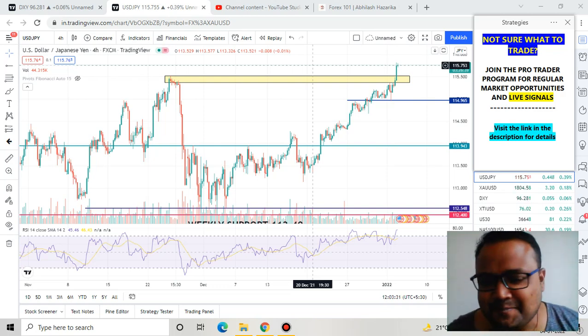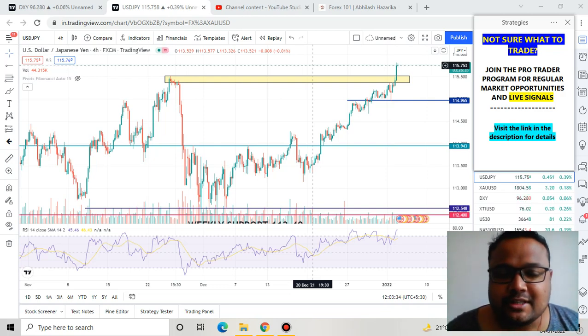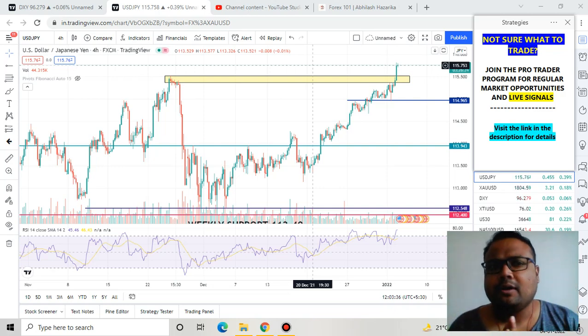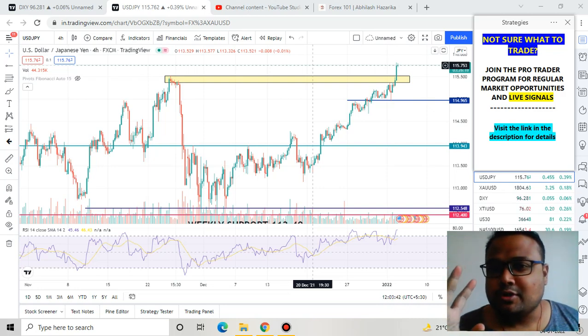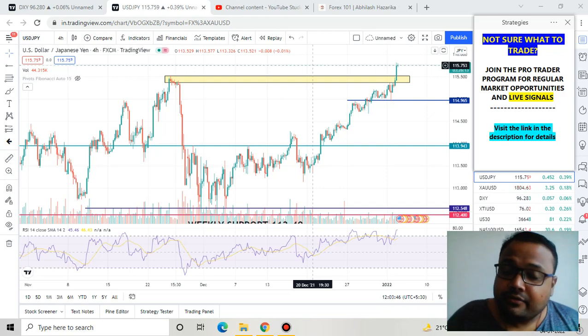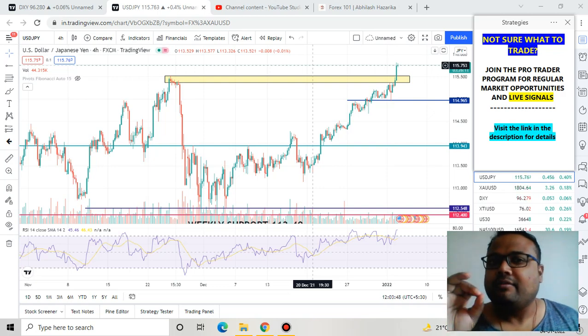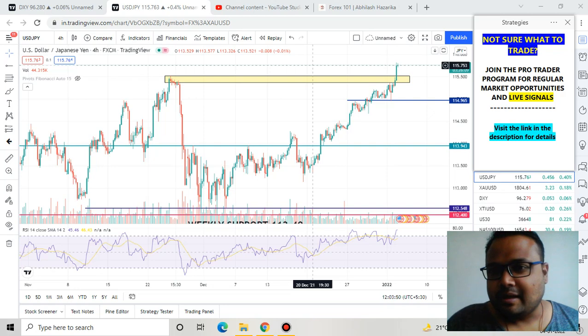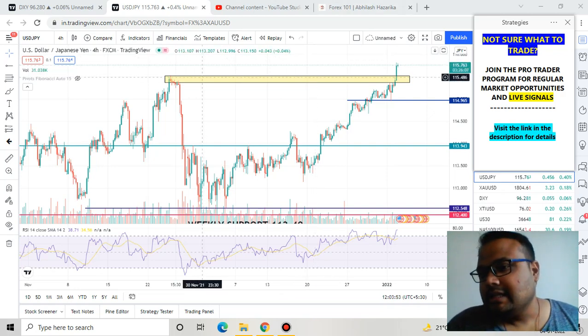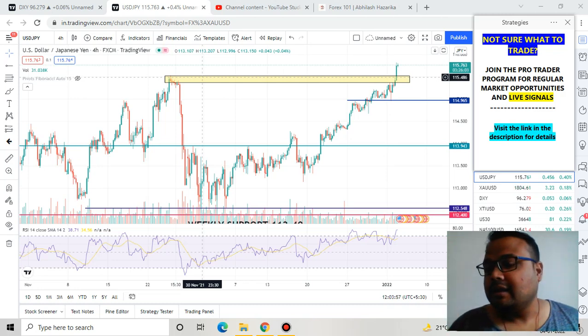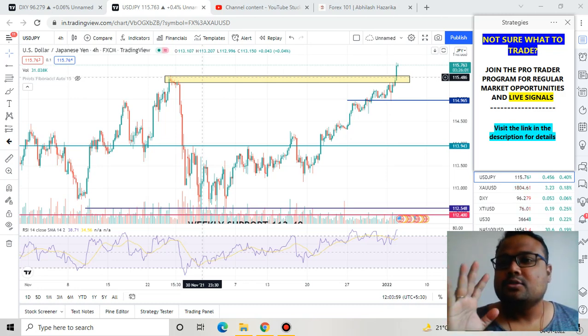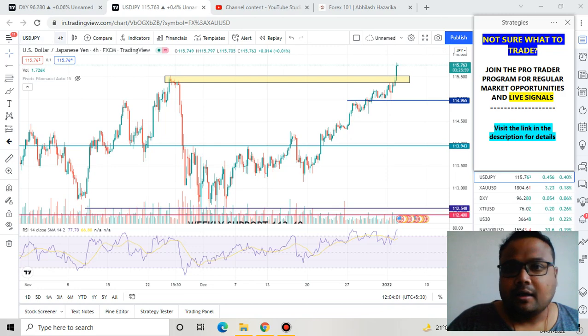So let's get started. This is the Forex chart of USD JPY. I'll try to keep the video very short because there is nothing much to talk about, as the market is extremely bullish. If you have a buy position on USD JPY, then you have hit the jackpot, because the market has broken all the resistances and there is a sudden increase in volatility. The market is bullish right now. There is no resistance in the market right now.